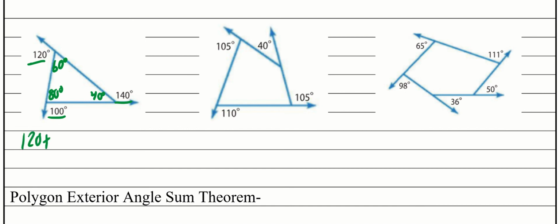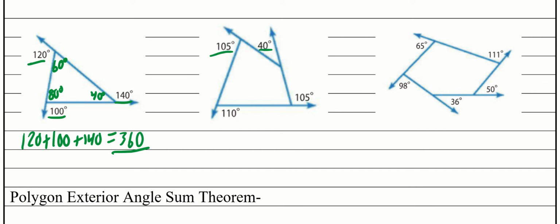I'm just going to say 120 plus 100 plus 140, and let's see if we can find a pattern here. So 120 plus 100 is 220, and then 220 plus 140 is 360. Okay, so in this case, they all add up to 360. And that's for a three-sided shape. Okay, let's see if we can do the same thing over here.